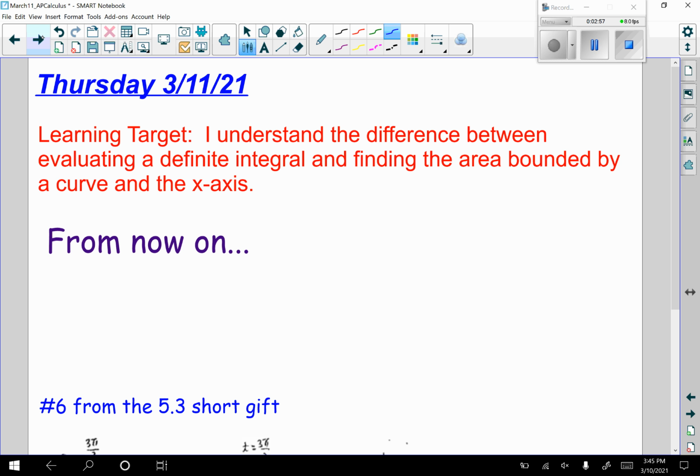So our learning target, our goal for today, is to understand the difference between evaluating a definite integral and finding the area bounded by a curve and the x-axis. So from now on, if we have to answer an area question, area is back to just being positive. So area is positive always. Integrals, though, could be positive, negative, or 0.